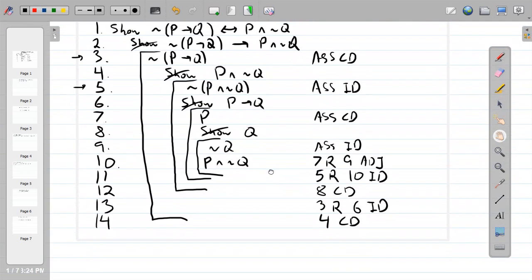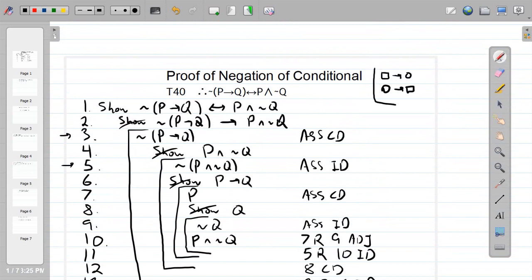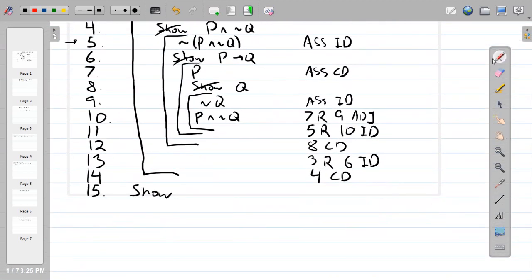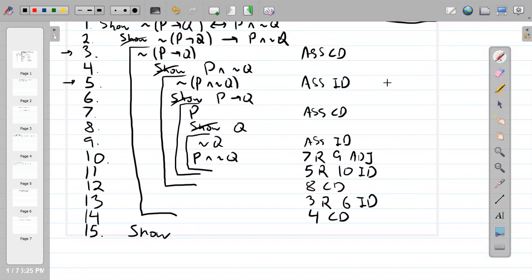So now I'm going to try to show the other half of the conditional. Just to remind you, this is the plan. So far I've done this thing. Now I need to do the other thing. Okay. Line 15, I'm going to try to show the other direction of the conditional. So, if p and not q, then it's not the case that if p, then q.